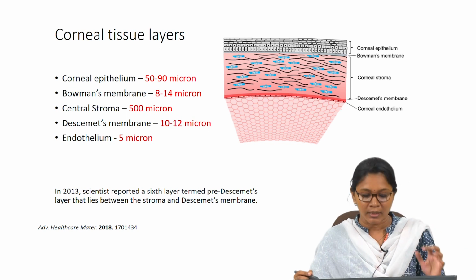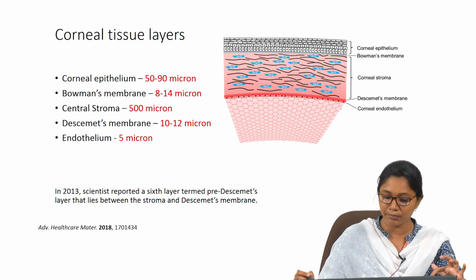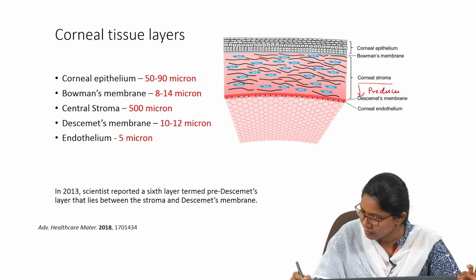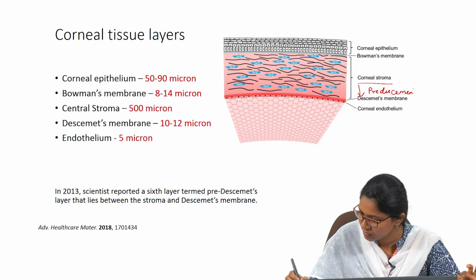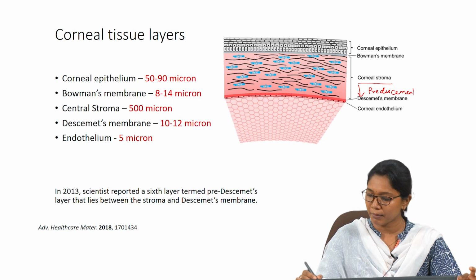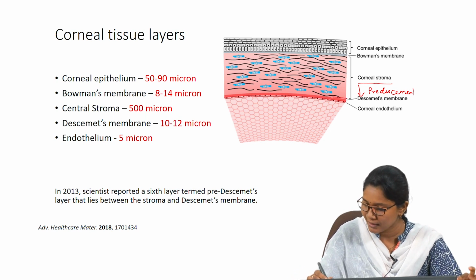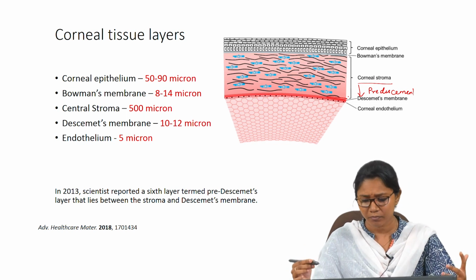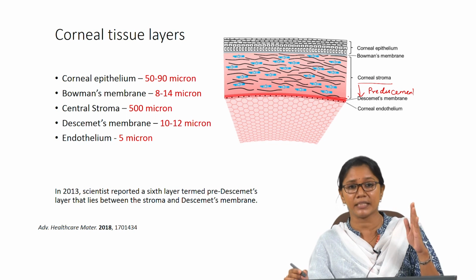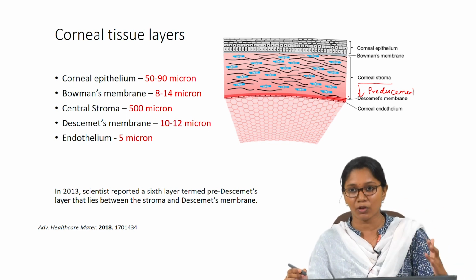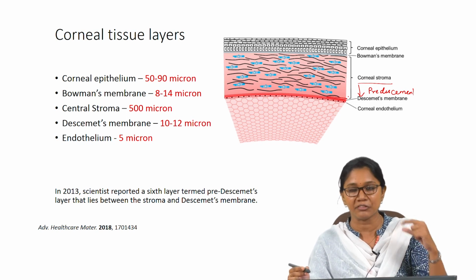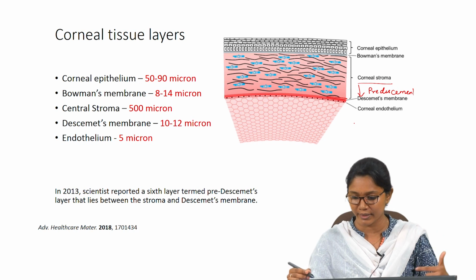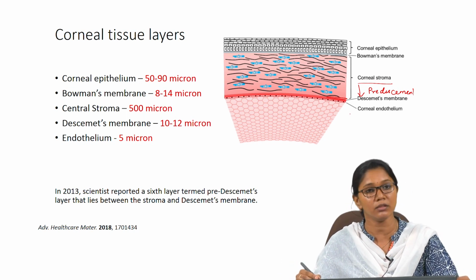Recently, in 2013, scientists reported that there is a 6th layer that lies between the central stroma and Descemet's membrane, called the Pre-Descemet membrane. Scientists have been evaluating whether there is a differentiation between the Descemet and the Pre-Descemet membrane, and have found that the cells between them are different and have different functions. So, now scientists are classifying 6 different layers in the cornea: epithelium, Bowman's, stroma, Pre-Descemet, Descemet and the corneal endothelium.